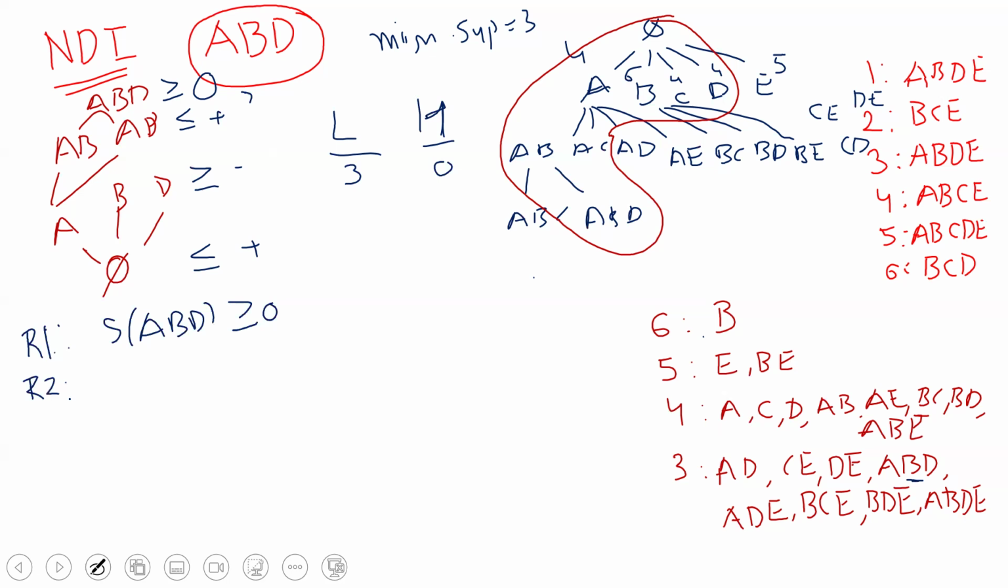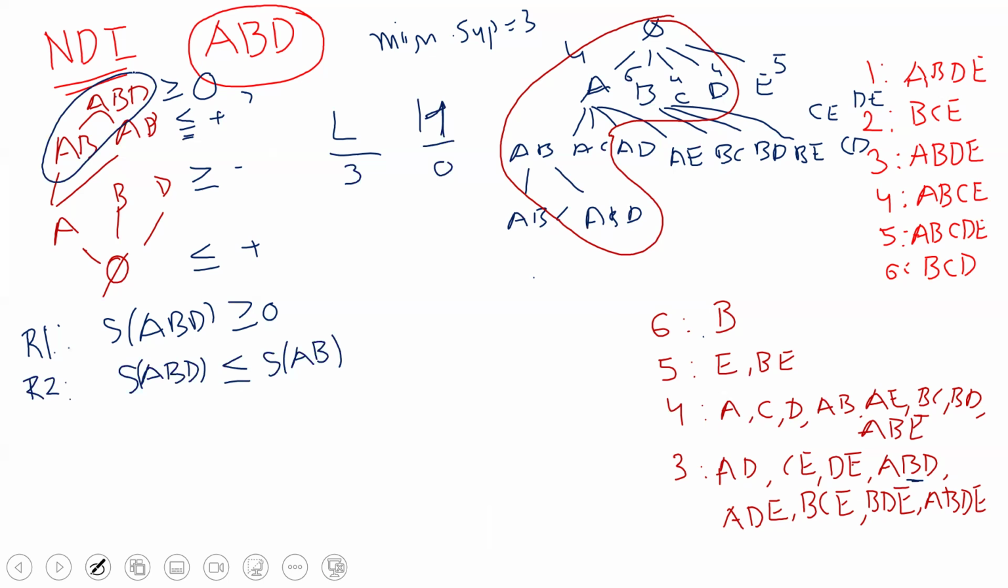What is the second rule? The second rule is S of ABD is less than or equal to S of AB. Okay, that is the second rule. So we traverse from this to this. Now we're creating the rule only till this part.